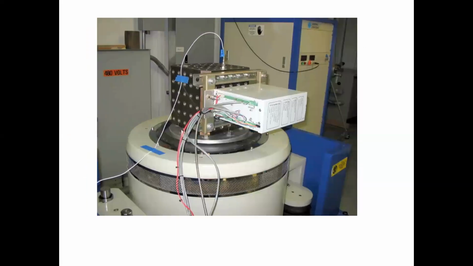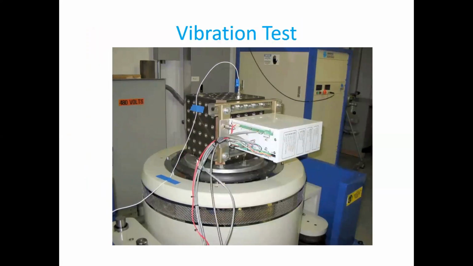Okay, so for the vibration test, you can see this is the one machine. This machine creates the vibration. This instrument is attached to it, and by this machine the vibration is measured.